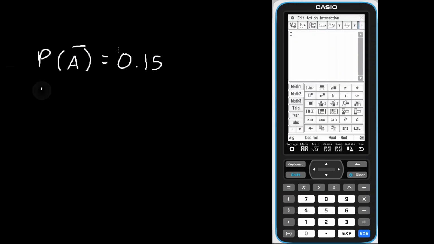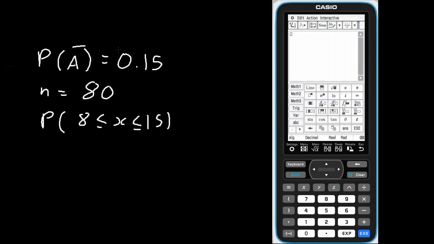Okay, so we take a sample of these. So we take a sample of 80 applicants, and what are the chances that between 8 and 15 of them have not been accepted into their first choice? So what we're trying to look for is the probability between 8 and 15 have not been accepted.